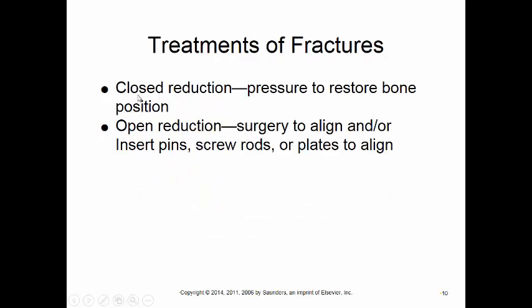Types of treatments: closed reduction, pressure to restore the bone to its original position, where it's just on the outside of the body, there's no punctures or anything. Open reduction is where you have to do surgery to go in there and insert pins and rods and align the bone into place. So it's through surgery, opening up that wound.